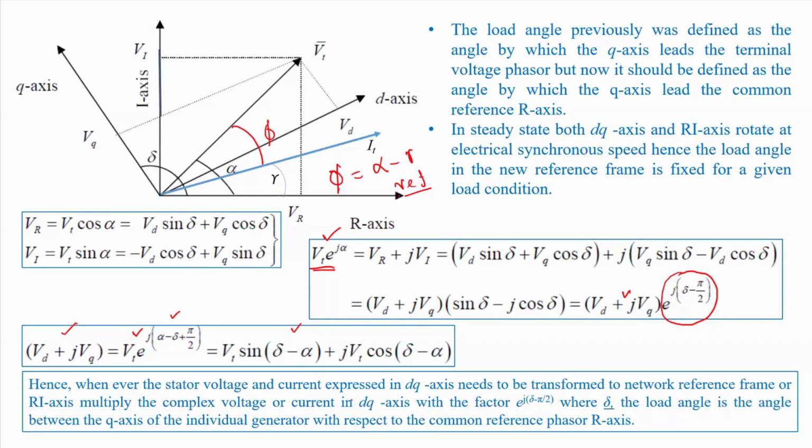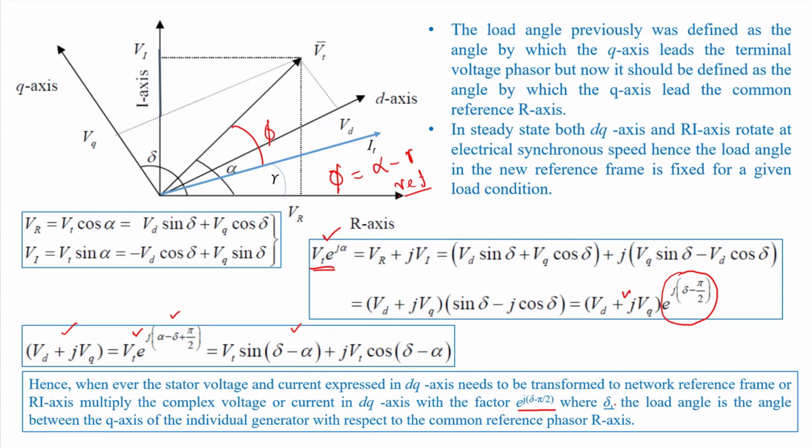Whenever the stator voltage and current expressed in dq axis need to be transformed, because whatever analysis we do in the multi-machine system has to be referred to a common reference frame, each of the machine quantities has to be converted to the common reference frame by multiplying by e to the power j of delta minus pi by 2.